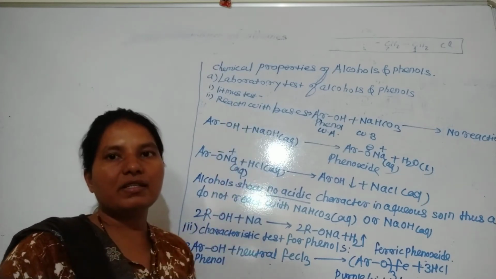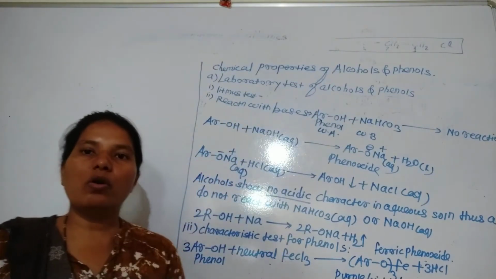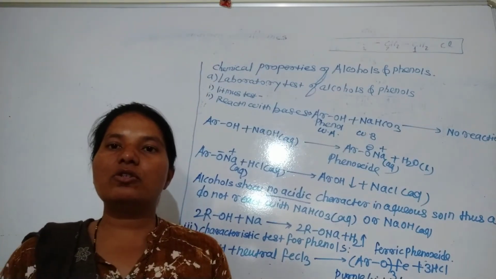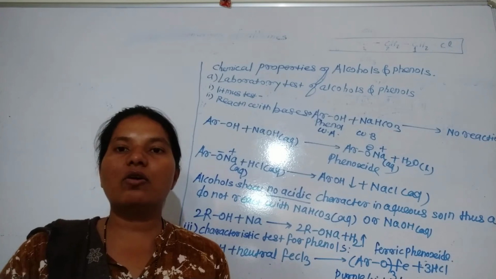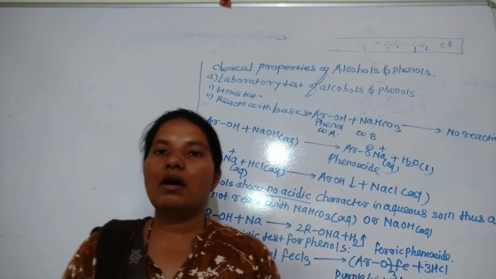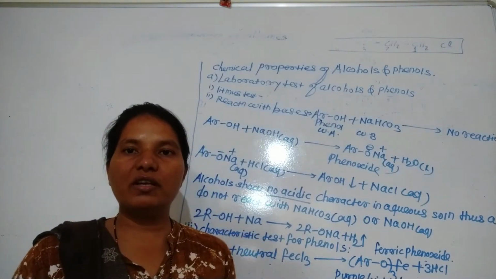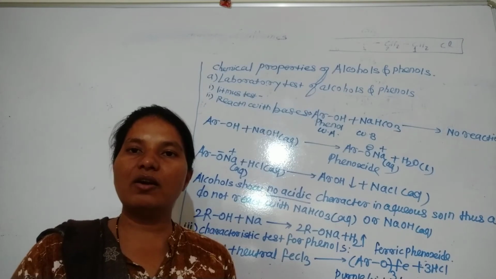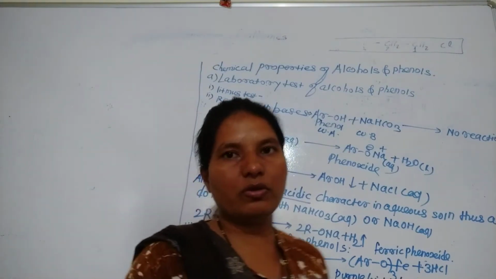First is the litmus test. You know that generally in aqueous solution alcohol is neutral. There is no change on the litmus paper. Either it turns red or blue, it is as it is. That means your alcohol is neutral.